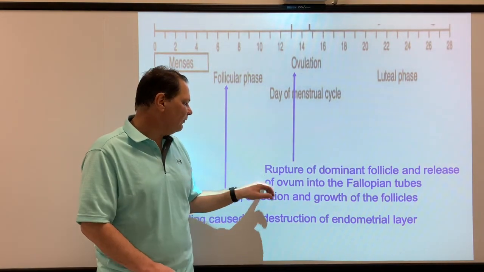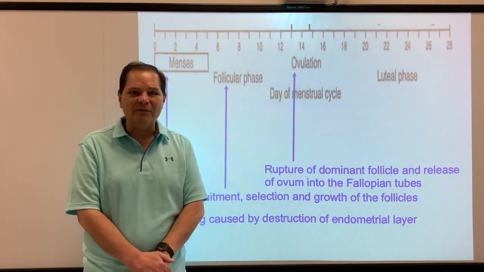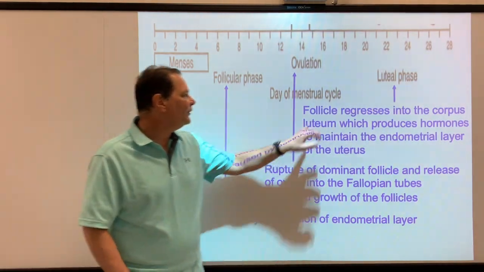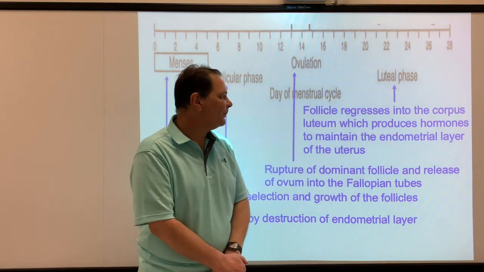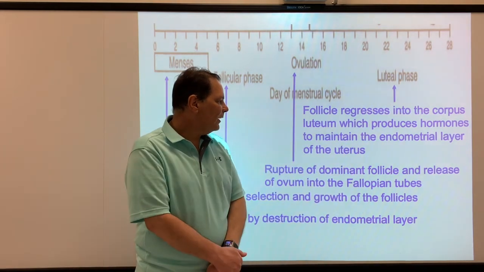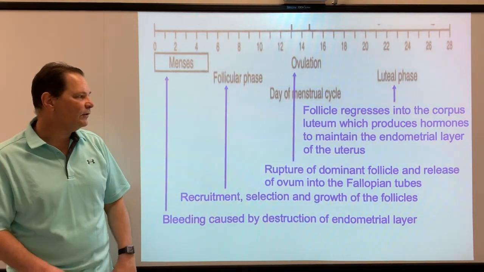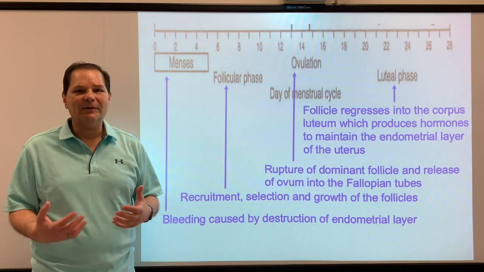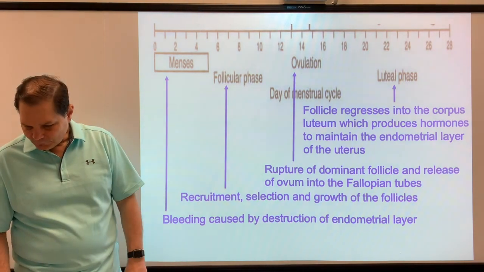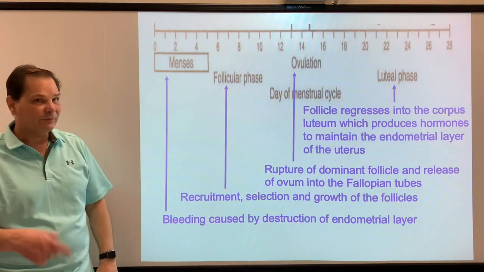again the rupture of the follicle and the release of the ovum into the fallopian tubes, and that release takes place not just through the wall of the follicle, but through the wall of the ovary as well. And then we enter our luteal phase, where the follicle regresses into a corpus luteum. That is, it's transformed into a corpus luteum, which produces progesterone and some estrogen, and that maintains the endometrial layer of the uterus in a nice big fluffy state where implantation can take place should pregnancy develop. And then the phase enters menses again if pregnancy does not develop, and we go through the cycle over and over again.